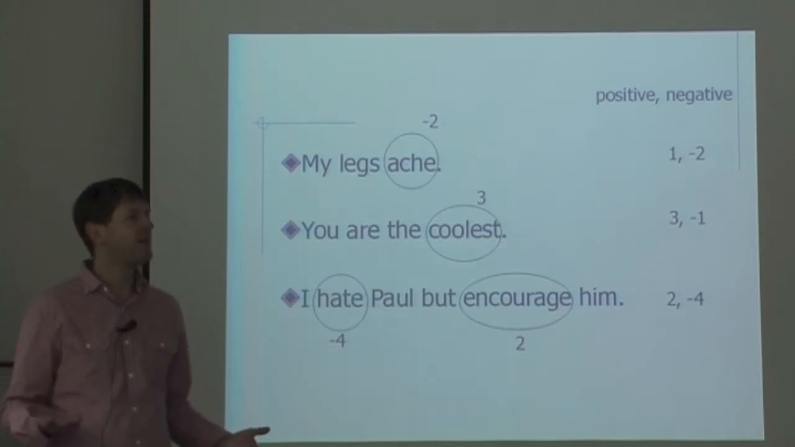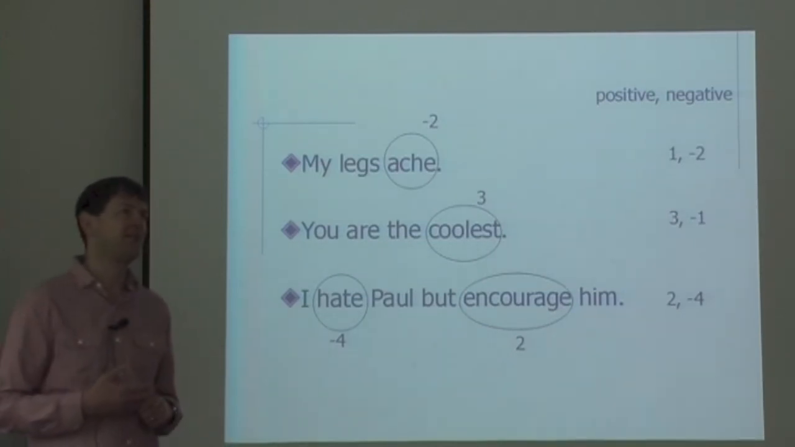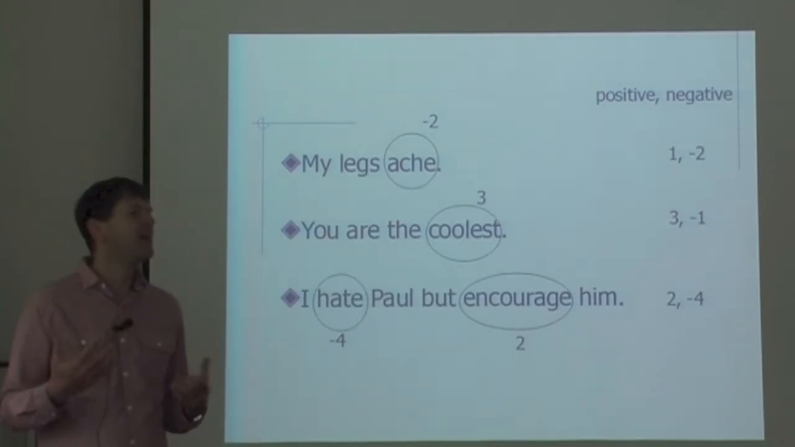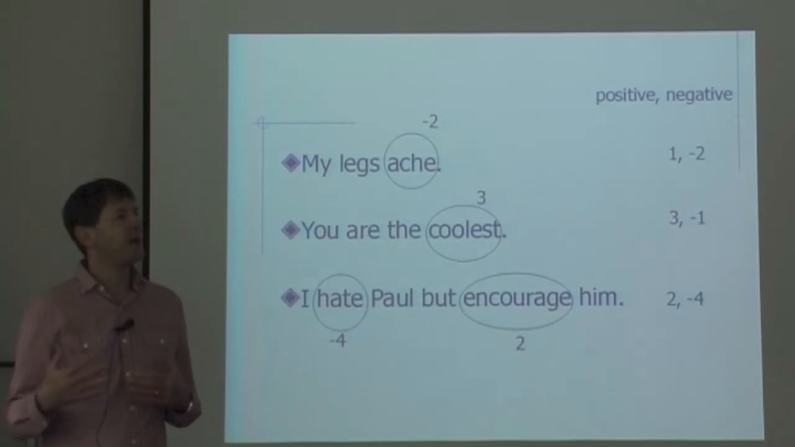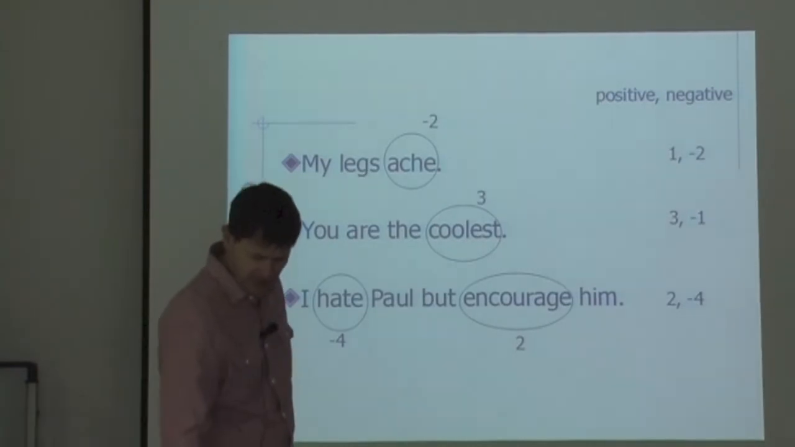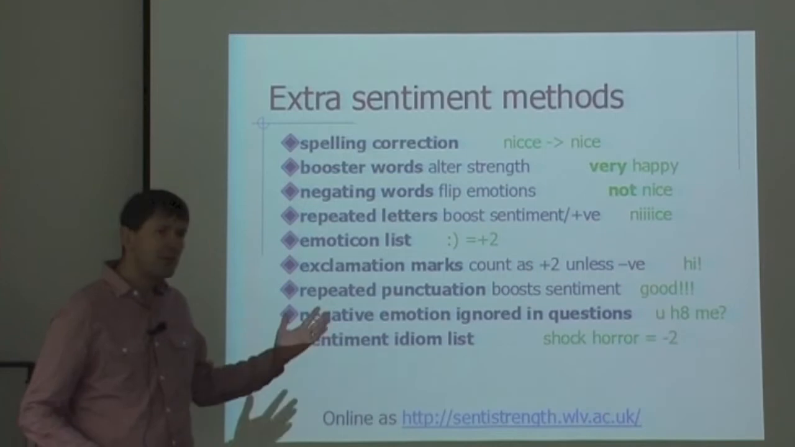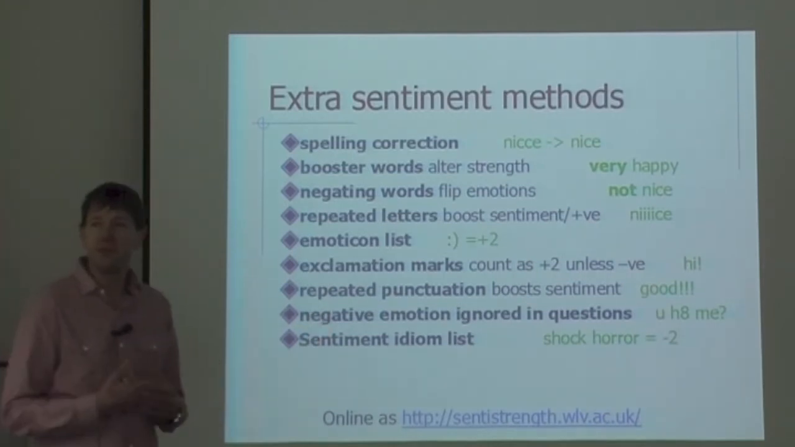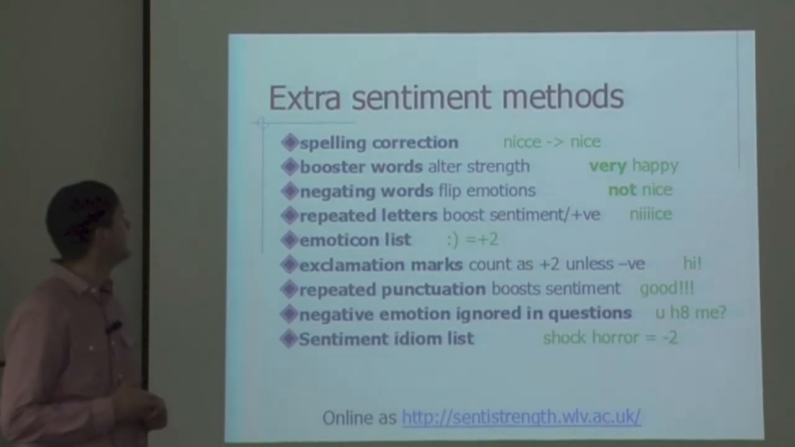Okay, so that's how the program works. It's very simple. Well, this is the core of how the program works. This does about 60% of the work of the program. And on top of this, we have a number of rules to cope with different ways of expressing sentiment. So I think we have about 16 different rules at the moment. So I'll explain some of these rules that go into improving the sentiment prediction.